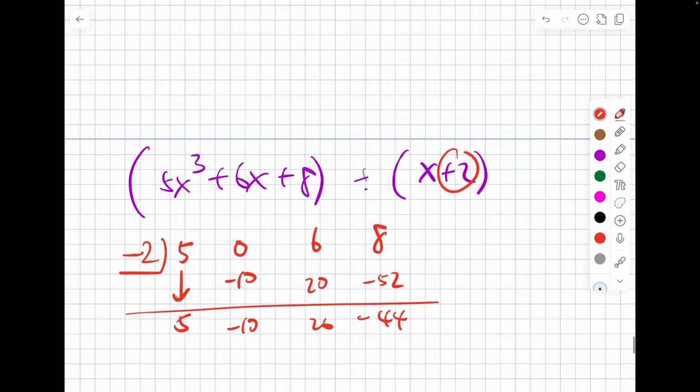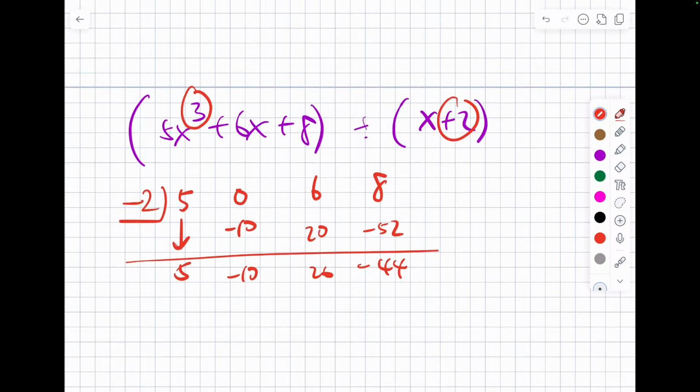Okay, so how do I write the answer? You're gonna go from third degree down to second degree. So it'll be 5x squared minus 10x plus 26 minus 44 over x plus 2.